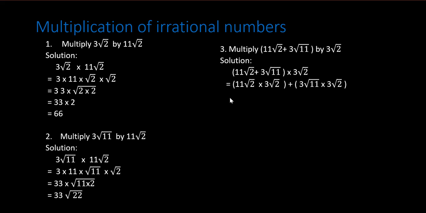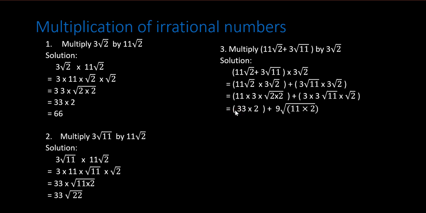Now here you can write 11 into 3 into root 2 into 2 plus 3 into 3 root 11 into root 2, which is equal here to 33 into 2 plus 9 root 11 into 2, which is equal to 66 plus 9 root 22.